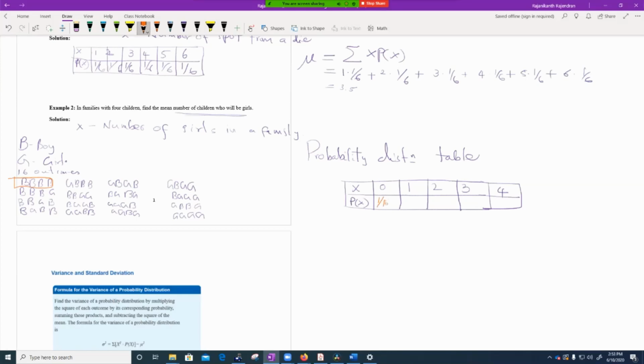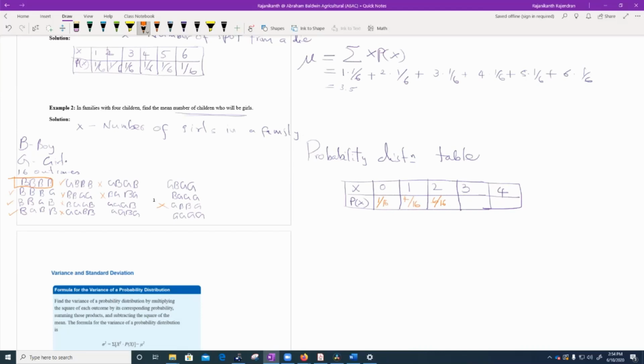So if x is 1, that means we are looking for 1 girl in that family. So how many 1-girl cases are there? 1, 2, 3, 4. There are 4 possibilities out of 16. 2 girls: there are 2-girl cases in 1, 2, 3, 4, 5. Is there any more? Yes, 6. There are 6 of them out of 16.